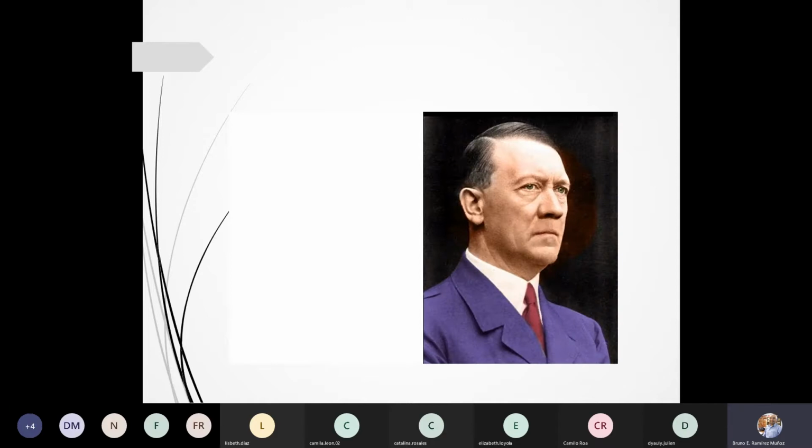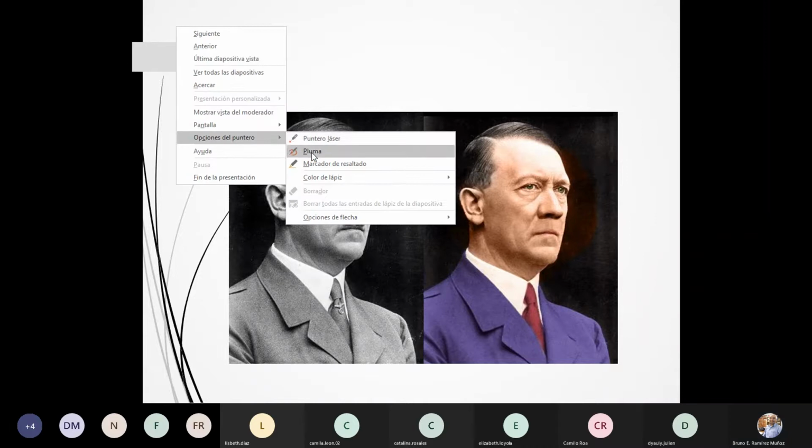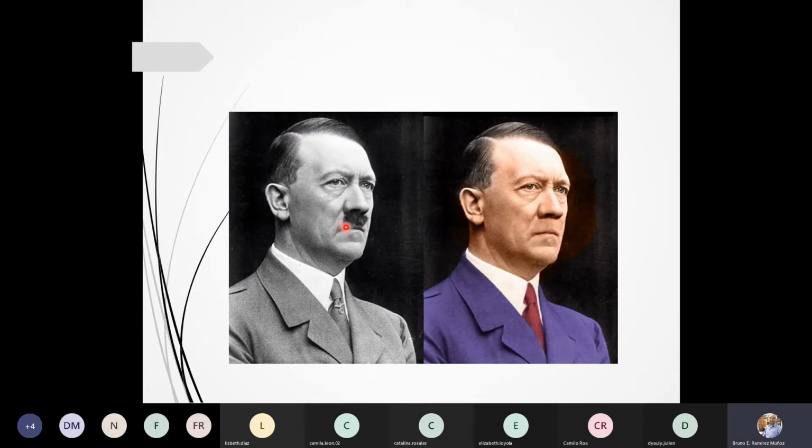What about this one? Do you know who he is? How do you know? Hitler or no? I don't know. How do you know that is Hitler? What's missing? His mustache. The mustache. Right. Exactly. So there's something missing, but still the same person, right? Even though the mustache is missing, it's the same person.